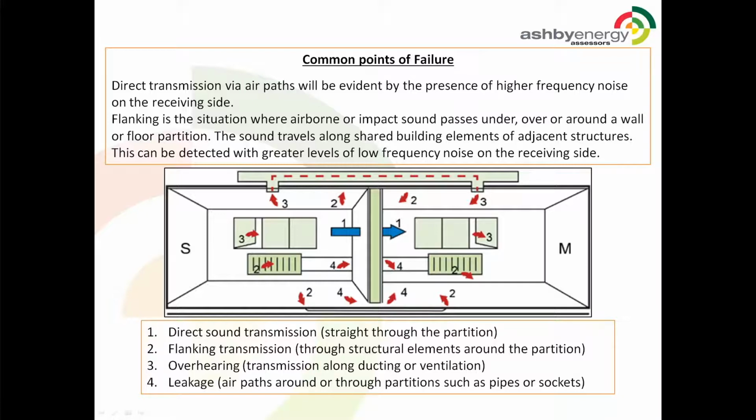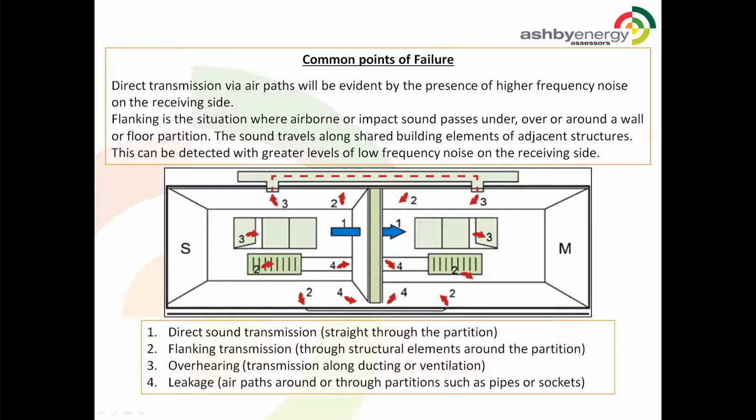So as denoted on the diagram, 1. Direct sound transmission straight through the partition itself. So that's the sound impacting the partition or floor and being transmitted straight through. 2. Flanking transmission through structural elements around the partition. So shared structural or load-bearing elements will transmit low-frequency noise much more effectively.